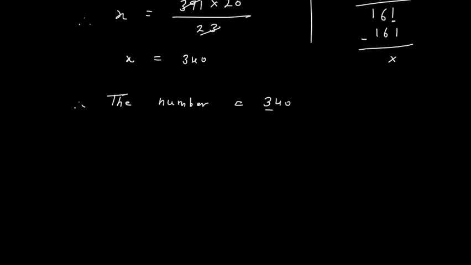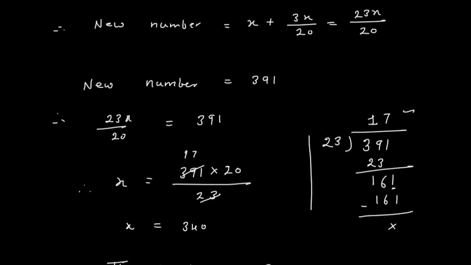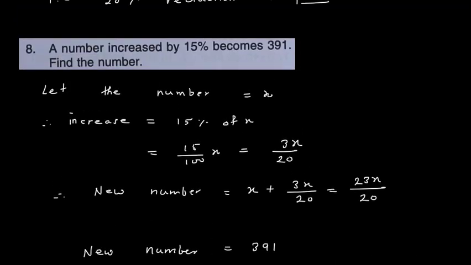I will encourage you to solve the same problem by considering that the number is 100. If the number is 100, then after increasing 15% it will become 115. So the new number is 115 when the original number was 100. So what will be the original number when the new number is 391? You apply the unitary method, and you can solve by that method also.